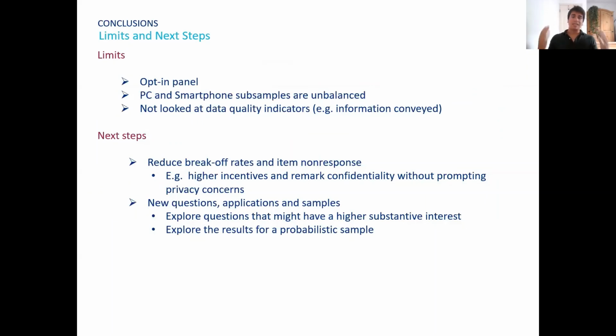So let's talk about the limits and the next steps. The main limit is that we are talking about opt-in online panels. So we don't know if those results replicate using a probability sample. Second limit is that PC and smartphone subsamples were unbalanced. We randomized the invitation, but they decided if they wanted to join. So the subsamples of PC and smartphones are not balanced, are not equivalent.